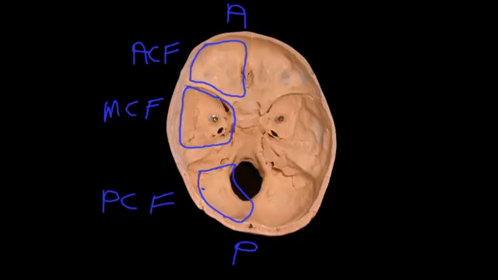And when you look at these fossae, they are divided by some ridges. The first ridge here is this little ridge here, and that is the lesser wing of the sphenoid. And just for completeness of the story, this area here and all of this around here, that is the greater wing of the sphenoid.